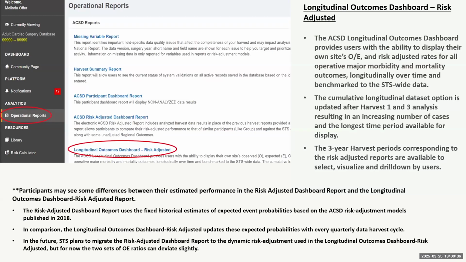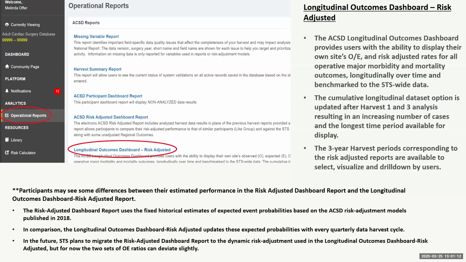I had to ask the research center about this, but basically the risk-adjusted dashboard report uses the fixed historical estimates of the expected event probabilities based on the adult cardiac surgical database risk-adjusted models that were published in 2018. In comparison, the longitudinal dashboard updates these expected probabilities every harvest. So you might notice just very slight differences between those two.